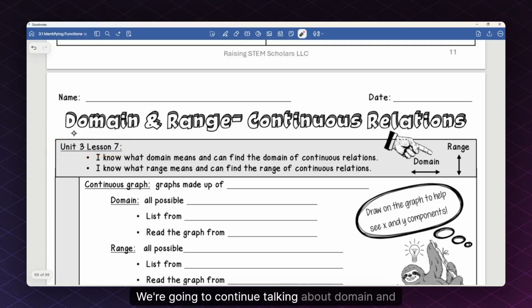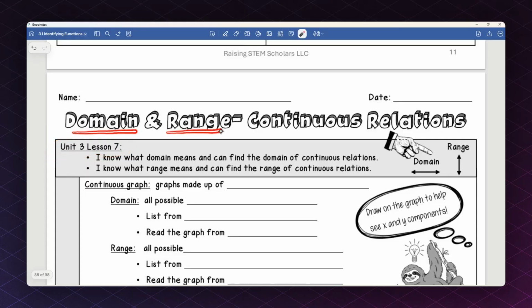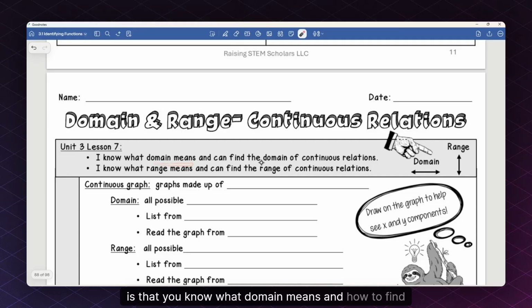We're going to continue talking about domain and range, but with a continuous relationship, something that's like a line or maybe a curve. Today's lesson, how you know you're successful is that you know what domain means and how to find the domain of a continuous relation, and what range means and how to find the range of a continuous relation. Do not forget, domain is your horizontal component and range is your vertical component.